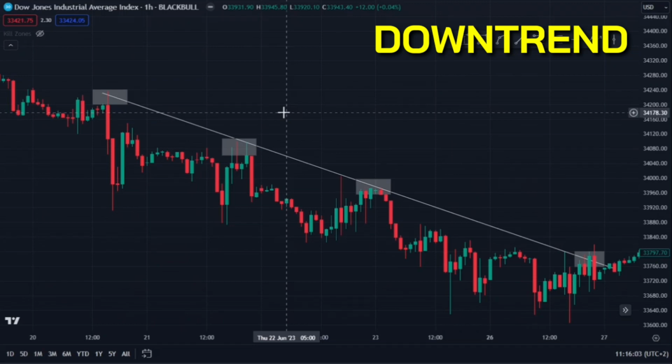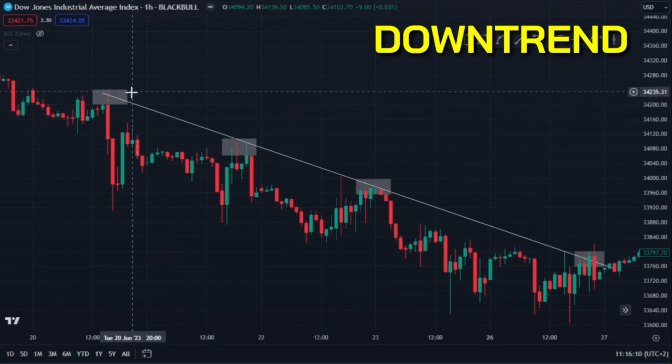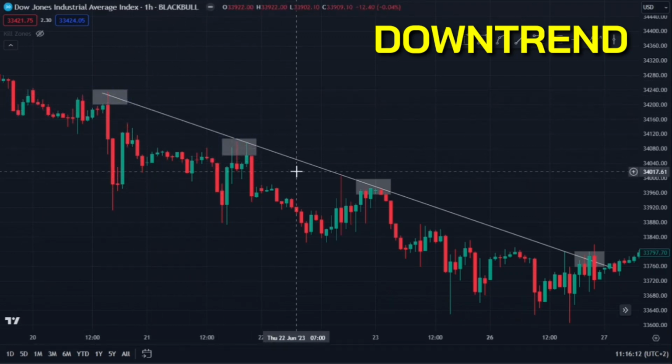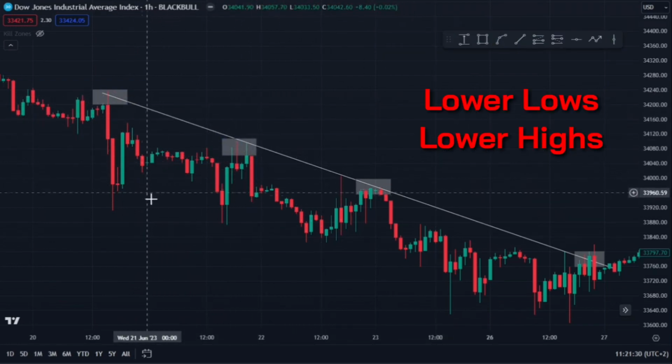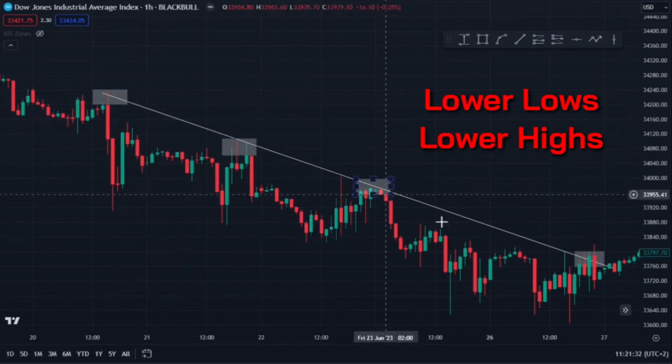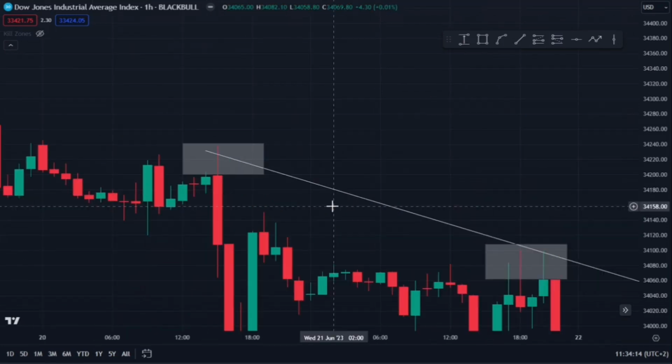Okay, so here we have an example on US 30 on the 1 hour time frame. When it comes to drawing a trend line in a downtrend, you need to identify a minimum of 2 to 3 pivot highs. So how do we know this is a downtrend? Well, the price is creating lower lows and lower highs. The same thing applies in a downtrend.